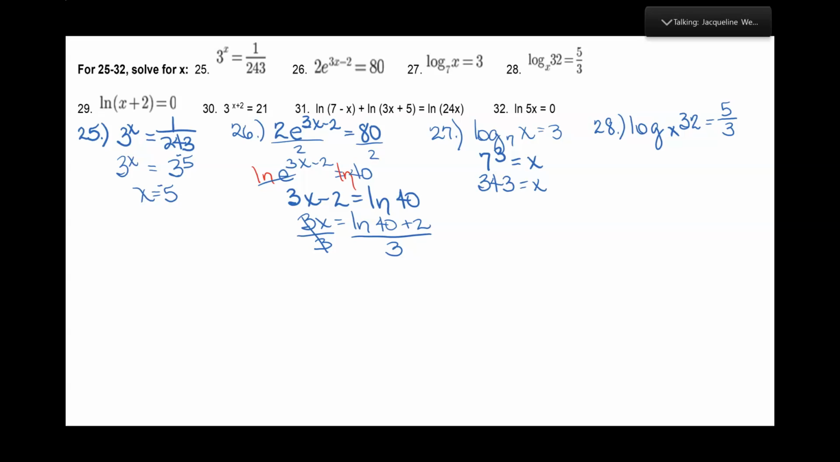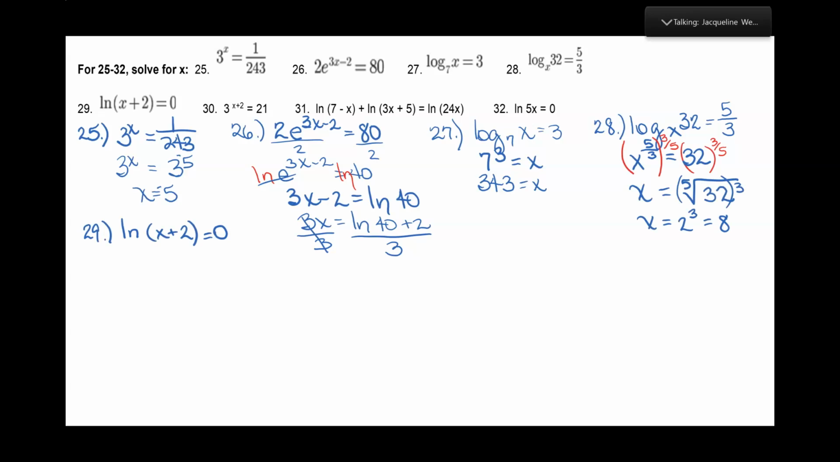All right, and then for the next one, we have another log. So what do you want to do to it first? Put it in exponential form. So what's that going to be in exponential form? Perfect. X to the 5/3 is equal to 32. All right, so how do we get rid of that 5/3? Yeah, reciprocal. We're going to raise it to its reciprocal. We're going to raise it to the 3/5.